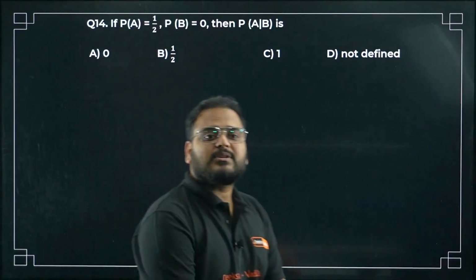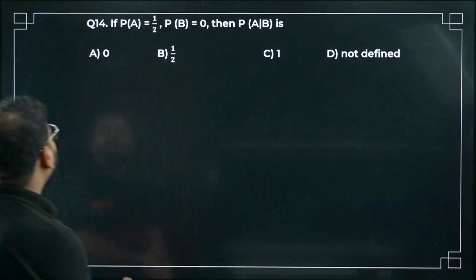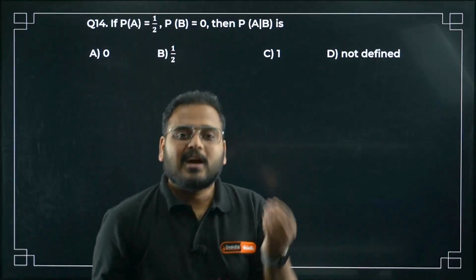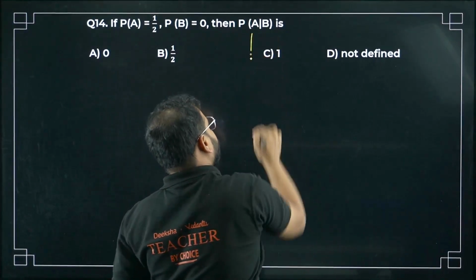Okay. Let's solve question number 14 now quickly. What we have: if P(A) equals 1 by 2, P(B) equals 0, then find P(A|B). What is it? Conditional probability. How do you solve it?